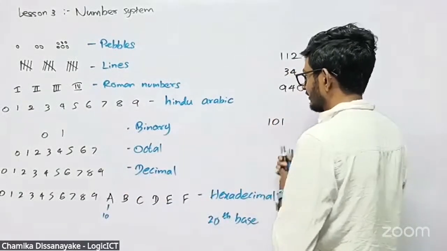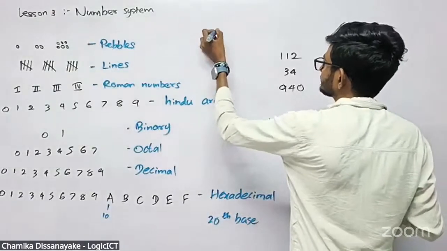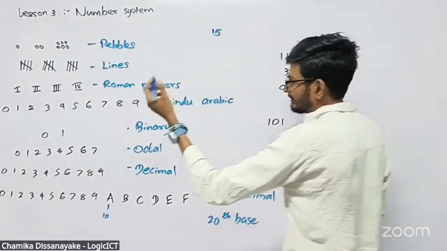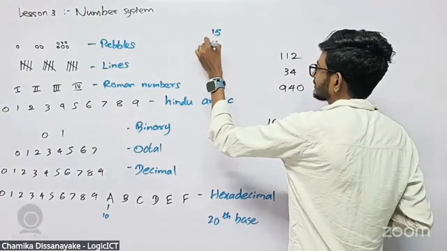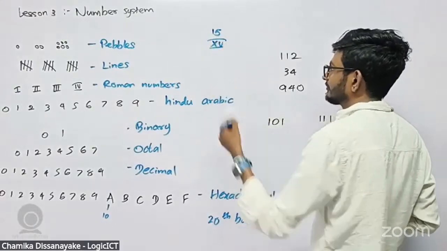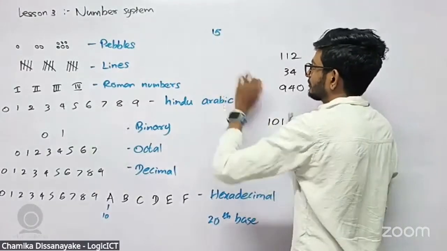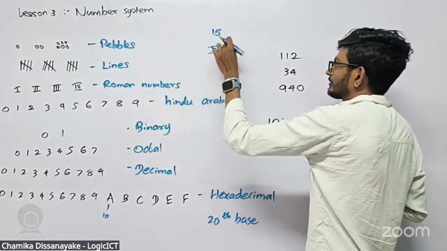So when we write 15 in Hindu-Arabic, if we want to convert to Roman numerals, you already know 15 means X and V. This is the 15. I think you can see, no? Those are 2 different symbols.